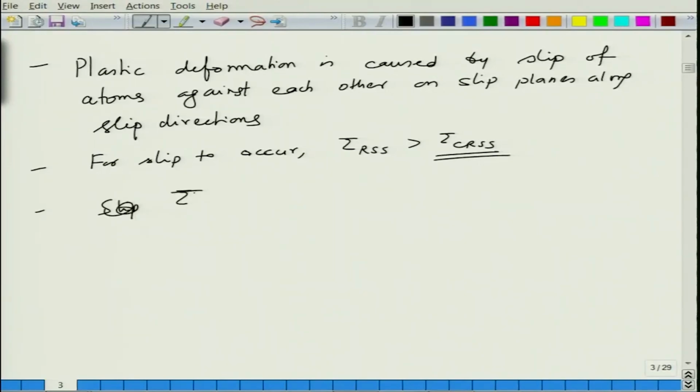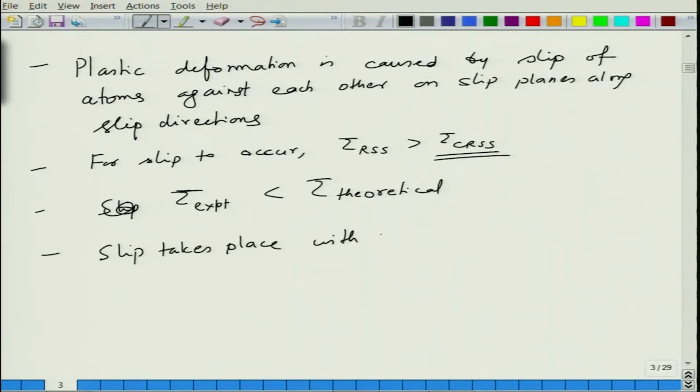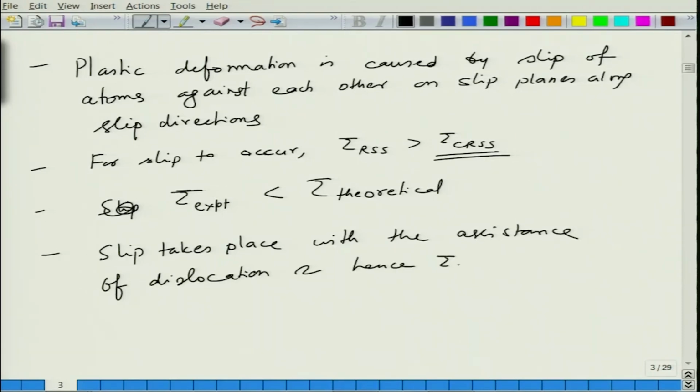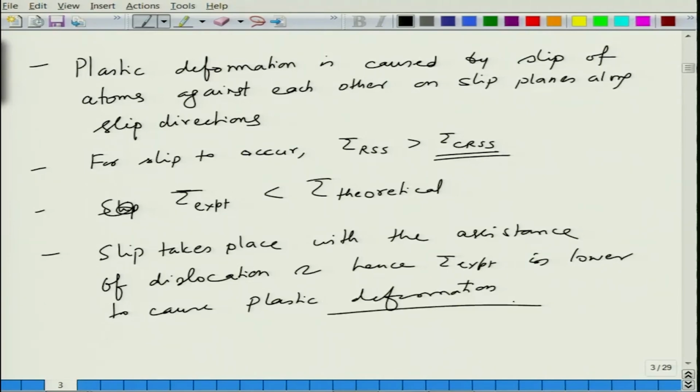the value of experimental stress is lower than the value of theoretical stress, and this is because slip takes place with the assistance of dislocations. So, because of dislocations, tau experimental is lower to cause plastic deformation. So, this is a summary of what we have done over the past few lectures.